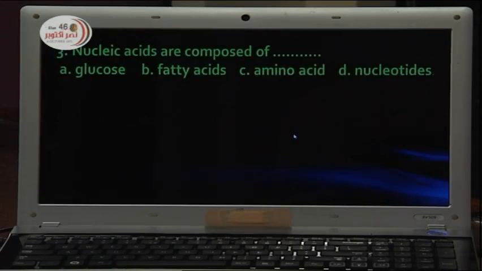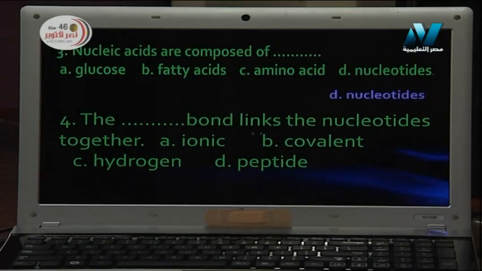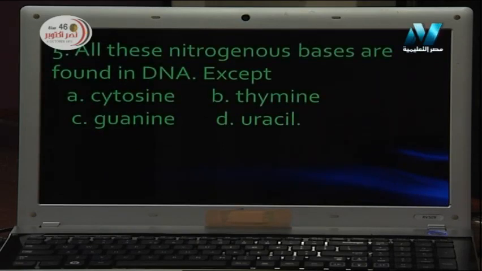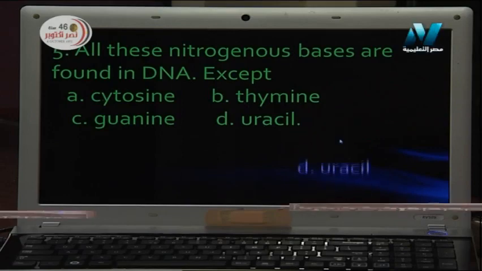النيوكليك اسيد احنا اتكلمنا ان النيوكليك اسيد composed of nucleotides. هنا قلنا ان البوند اللي فورمد ما بين النيوكليوتايد covalent bond. هنا all these nitrogenous bases are found in DNA except ايه بقى؟ ايه اللي مش موجود؟ هيكون اليوراسيل.